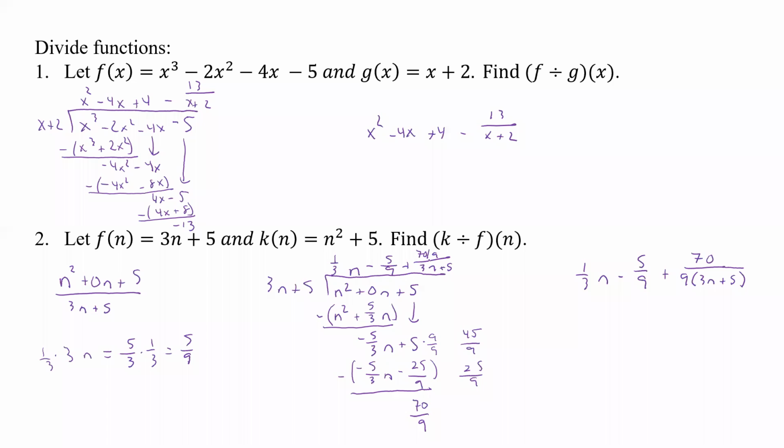So we can keep the numerator like this, 70/9, or we can put it 70/9 and then put our divisor here in the bottom as well. All right, so that finishes section 7.6, and so hopefully that helped.